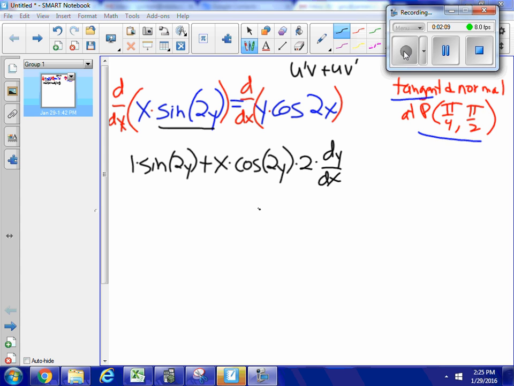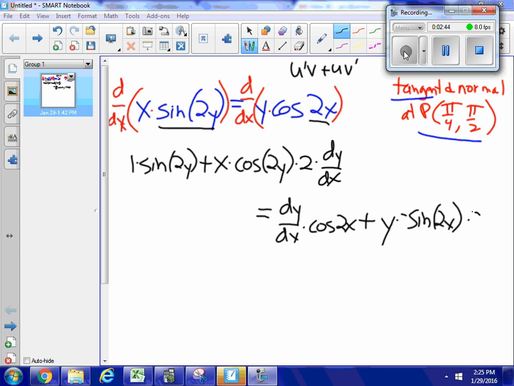And that is equal to, I'm going to go on my right side. Well, I'm going to find u prime, so the derivative of y is the derivative of y with respect to x, times cosine 2x, plus y, that's my u right there, times the derivative of cosine 2x. So that's going to be times the derivative of cosine, which is negative sine 2x, but I've got to do the inside part, so that would be times 2.